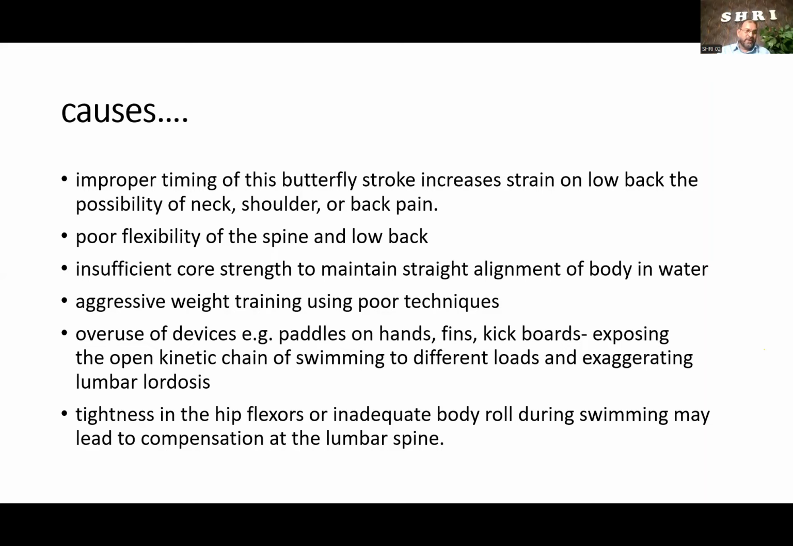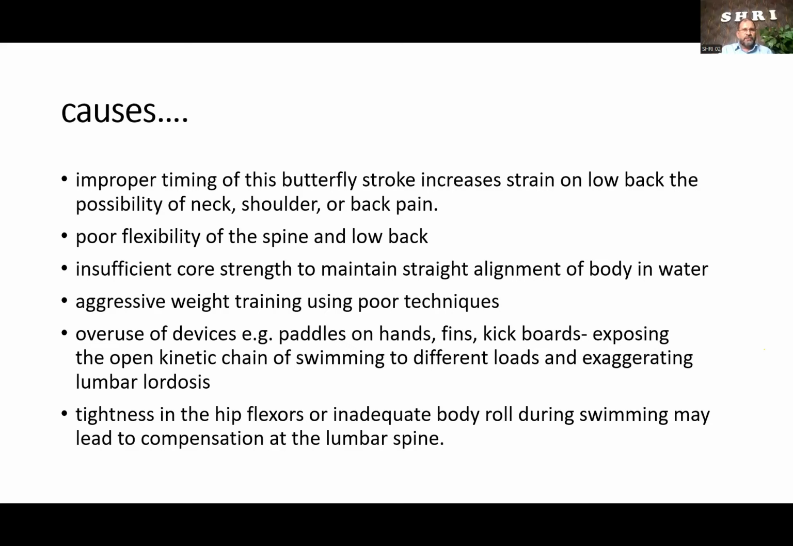In each and every sports injury, whenever we address a particular injury, we focus on core strengthening exercises also. So core strengthening exercise is very important. If the core strength is good, you will be able to maintain the body alignment in the water in the horizontal manner. In other sports you are in an upright position. Here, your body is in the horizontal manner.